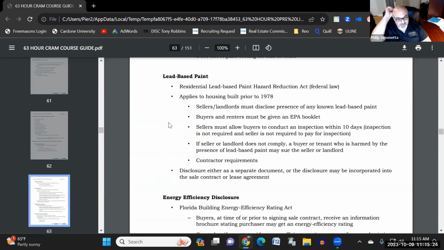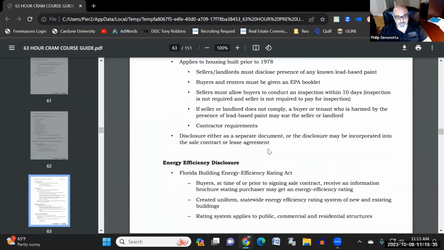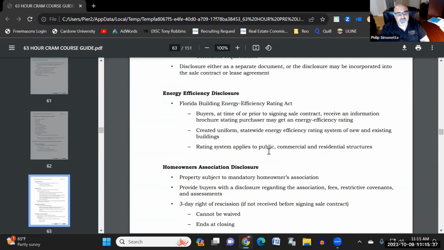Disclosure either as a separate document or disclosure may be incorporated into the sales contract or lease. On a sales contract, it's a separate form. In a lease, it's built into it, or for the ones I use. You have an energy efficiency disclosure. This is the Florida Building Energy Efficiency Rating Act. Buyers prior to signing the sales contract receive an information brochure stating the purchaser may get an energy efficiency rating. It created a uniform statewide energy efficient rating system of new and existing buildings. And this rating system applies to public, commercial, and residential structures.